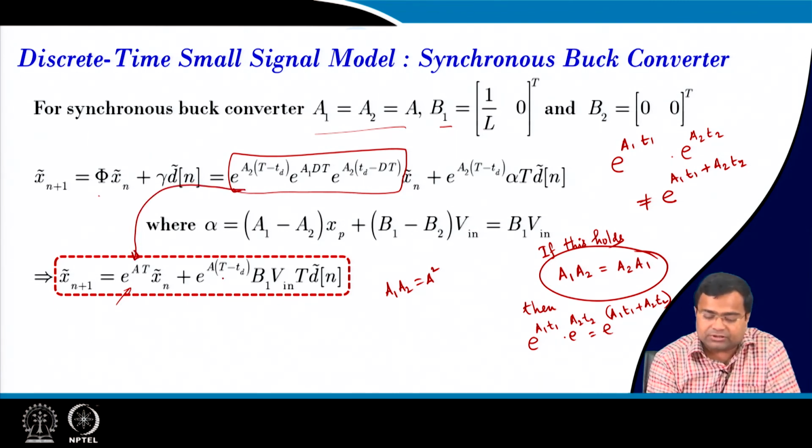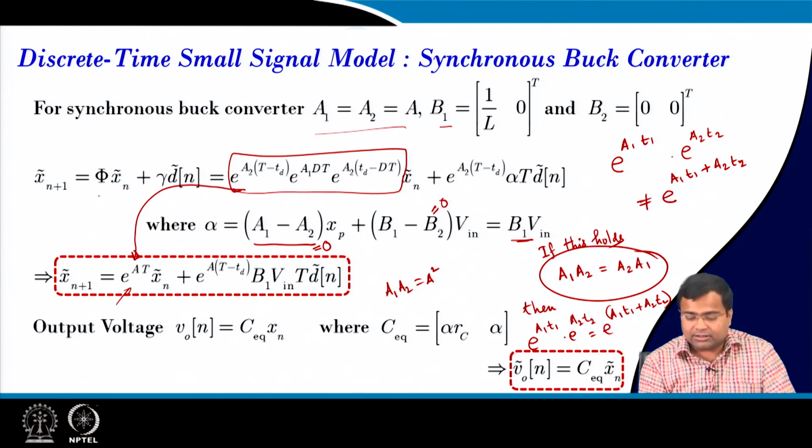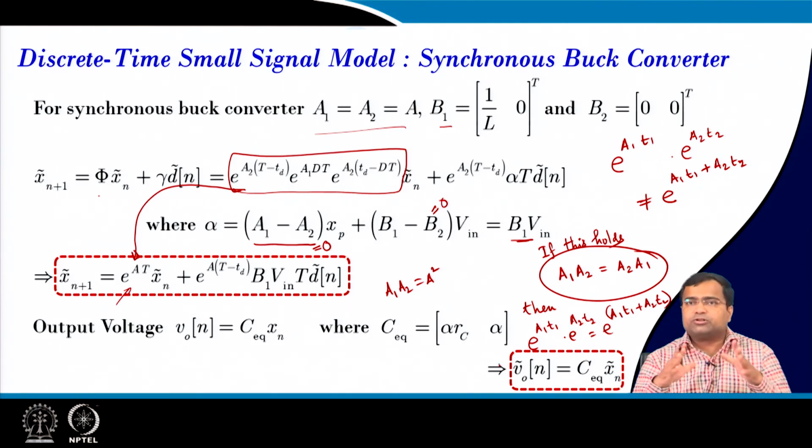Similarly, if you talk about the last one, all A1, A2 are same, so you will get it. And since for the buck converter A1, A2 matrix are same, this term will be 0, and this B2 is already 0, null matrix, so you will get only B1 Vin. Okay, so you will get the overall C matrix you already know. So, that means you can obtain the small signal transfer function.